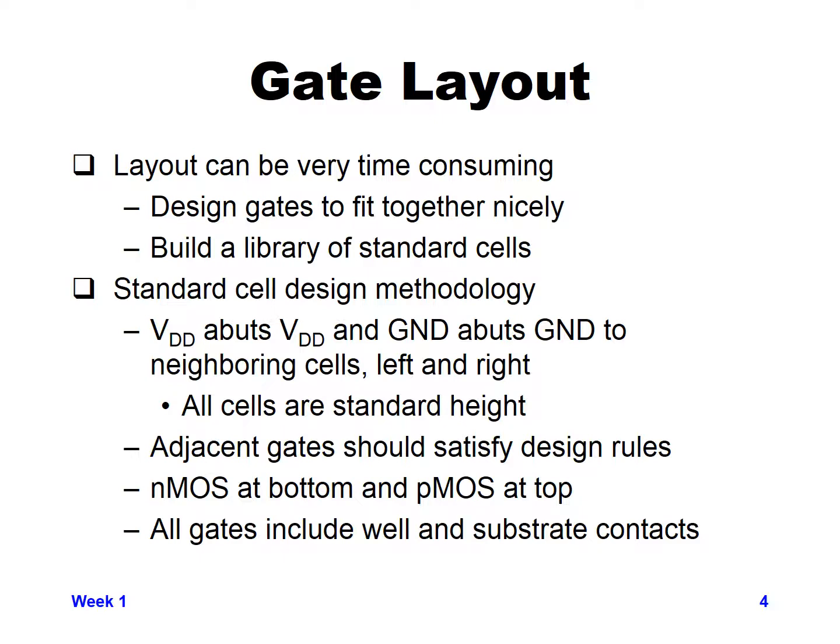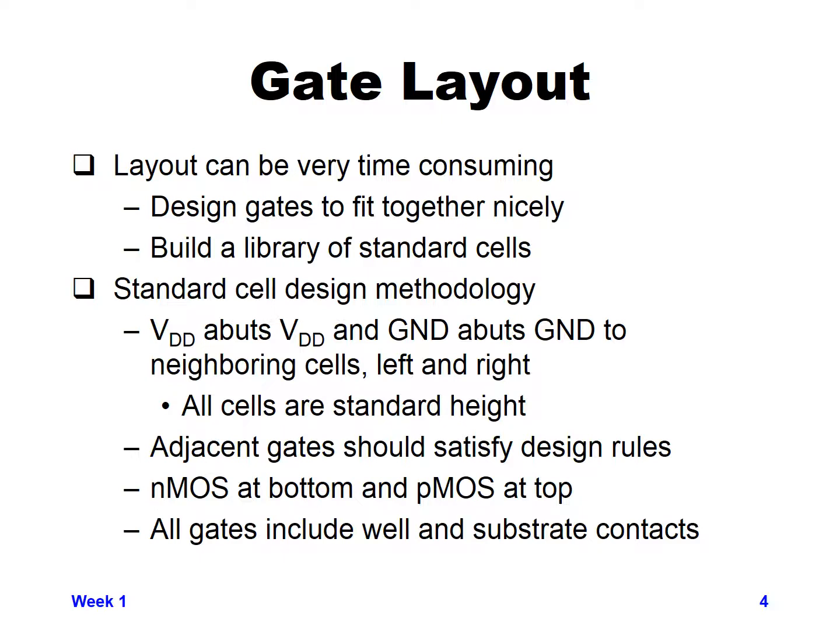And you also want to make sure that adjacent gates will satisfy all your design rules. So if you place one gate by itself, it should satisfy all the design rules, but if you place another gate right next to it, you want to make sure that it's correct by construction and still satisfies all the design rules. So typically what we do is we put the NMOS in the bottom of the cell, the PMOS designed along the top of the cell.